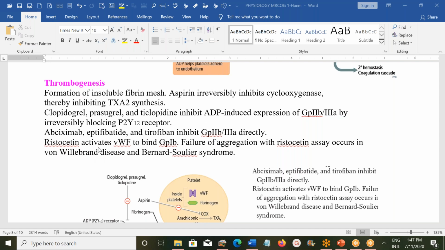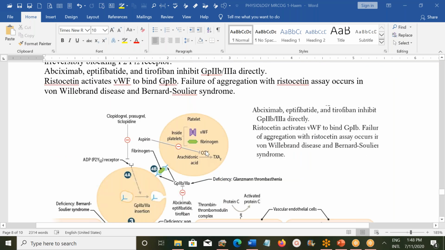Ristocetin activates von Willebrand factor to bind to the glycoprotein 1B receptor, and failure of aggregation with this ristocetin assay occurs in von Willebrand disease and in Bernard-Soulier syndrome. In von Willebrand disease, we don't have the von Willebrand factor, and in Bernard-Soulier syndrome, the platelets are unable to move actively. If they cannot move, they cannot lead to formation of the clot.